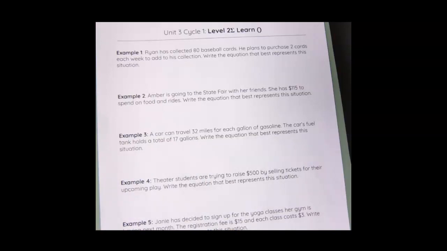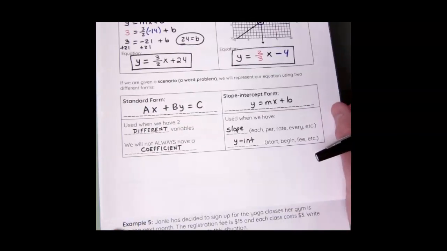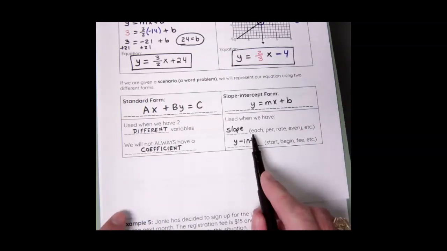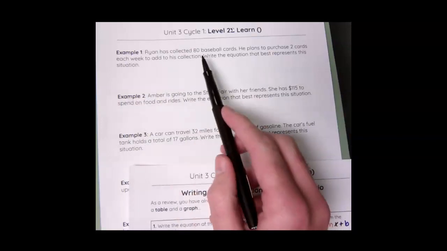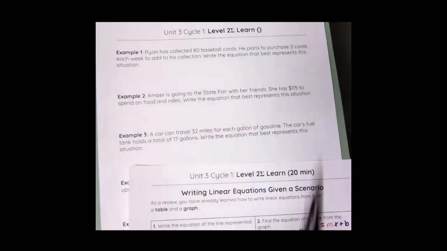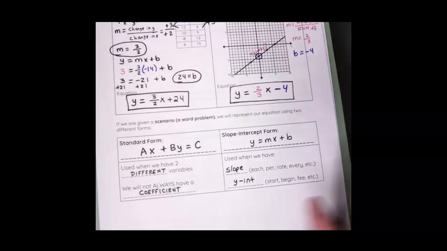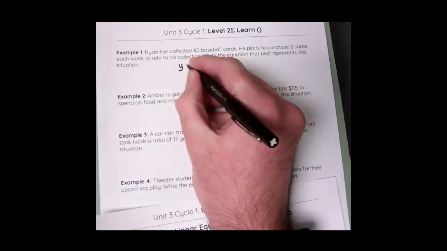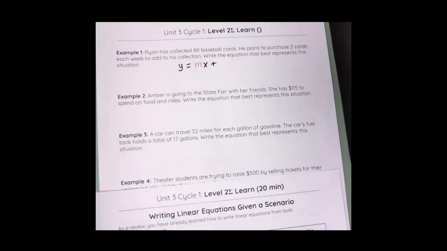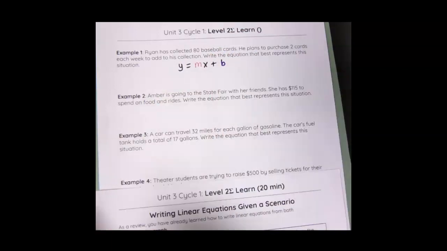Well, if we look at our guide, what kind of words are we using here? We're using each week, right? He's purchasing 2 cards each week. And we're really only dealing with one variable, the cards. So the form we're going to use is slope-intercept form. So that's what we want our equation to look like. We want to use y equals mx plus b.